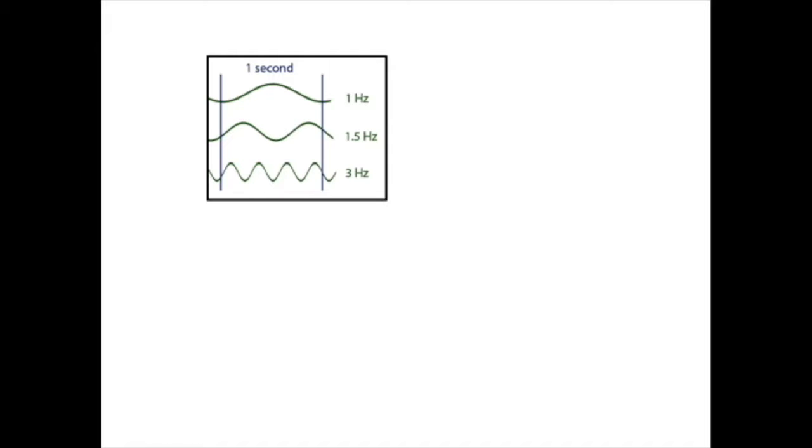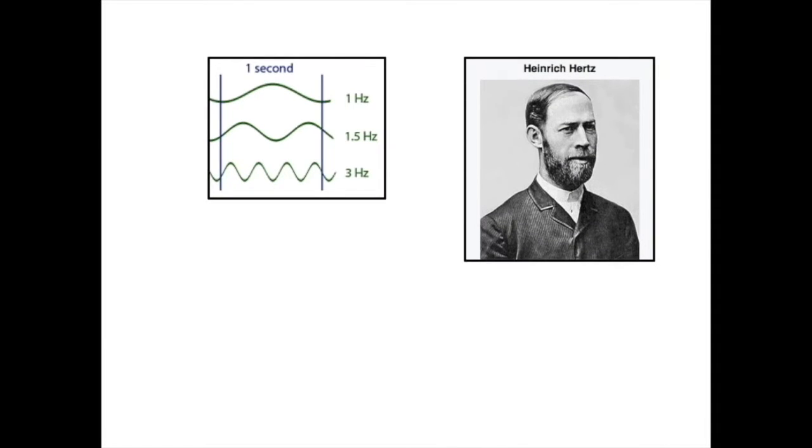And this is what the chart is illustrating, right? A frequency with 1 vibration per second is 1 hertz. A frequency with 1.5 vibrations per second is 1.5 hertz. A frequency with 3 vibrations, 3 hertz, and so on. So you might be wondering, where did this term hertz come from? So it turns out there was a physicist named Heinrich Hertz, and he lived in the 1890s, and he is credited with proving the existence of electromagnetic waves. So the unit measurement for frequency was named hertz in his honor.